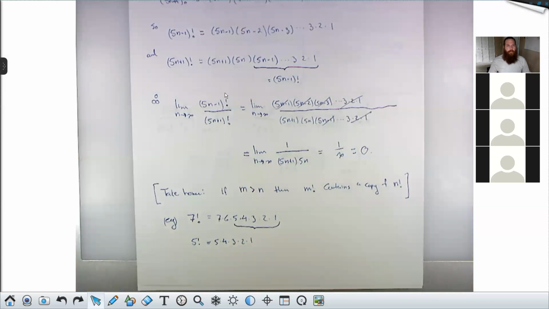So because 5n plus 1 is bigger than 5n minus 1, the factorial of 5n plus 1 contains a copy of the factorial of 5n minus 1. So I know that all of the stuff from 5n minus 1 factorial is going to cancel in 5n plus 1 factorial. And then I just have to figure out what's left over. What's left over is the 5n and 5n plus 1, because those are not a part of 5n minus 1 factorial.